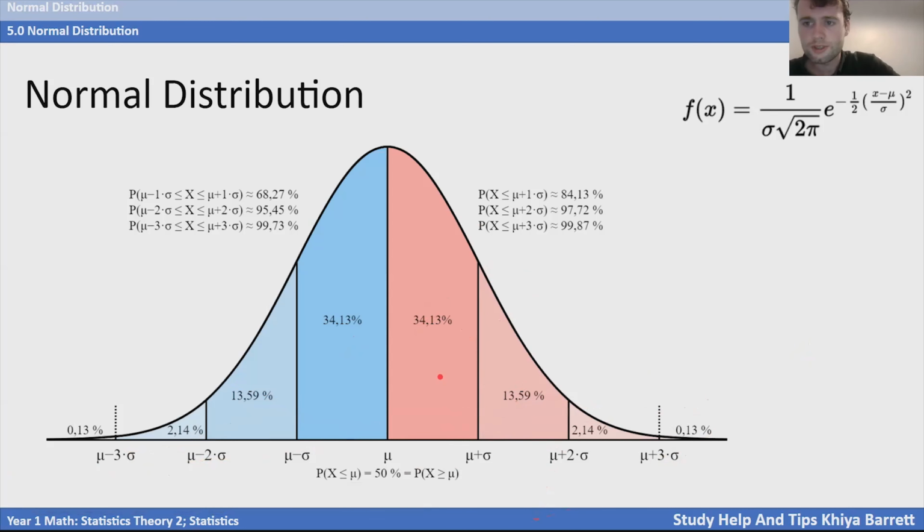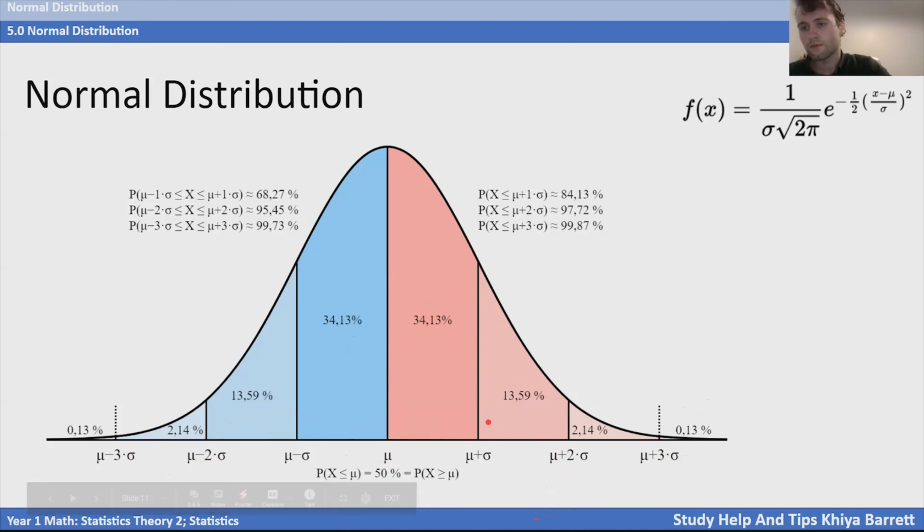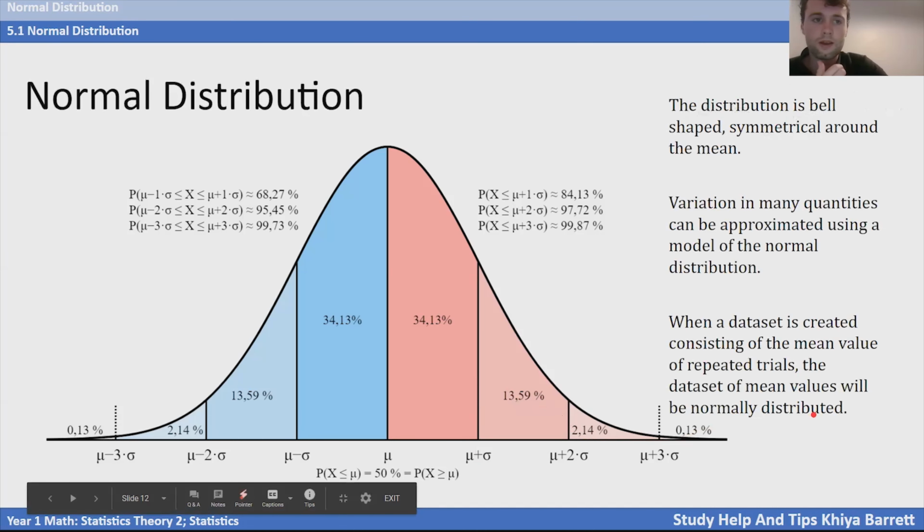You should draw this because you'll get questions where you'll be told, okay, so 1 standard deviation from the mean, what is the chance of this value happening? Let's say this is 5 and this is 6. They might say, what is the chance of something occurring being greater than 6? Well, if this is 6 here, you can go, oh, it's going to be 13.59 plus 2.14 plus 0.13.